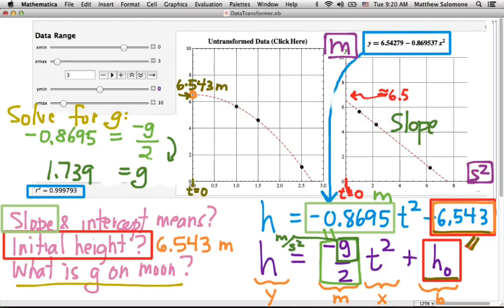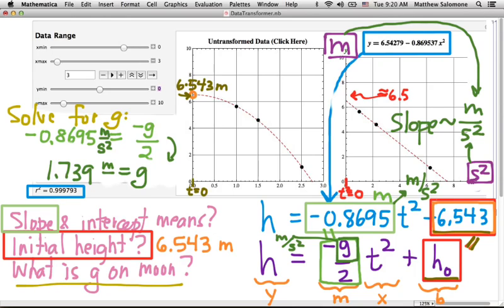Because the slope is a rise over a run. The units are going to be the units of the rise divided by the units of the run. In other words, the vertical units divided by the horizontal units. So sure enough, this number, negative 0.8695, has units of meters per second squared. And so over here in our equation that we solved to find g, meters per second squared was the units of minus 0.8695. And when I multiply that by -2, those units stay the same.